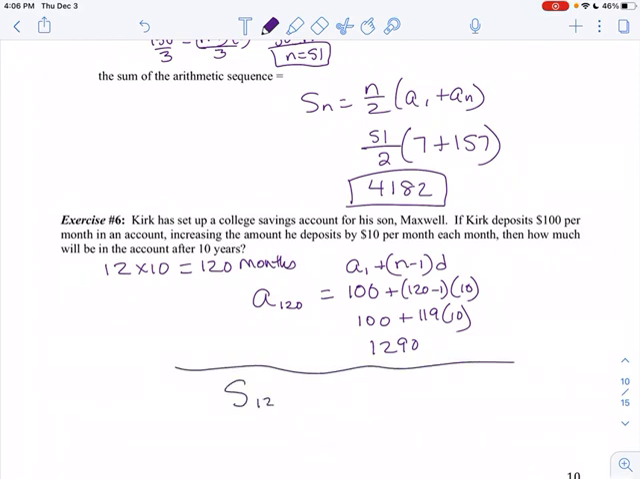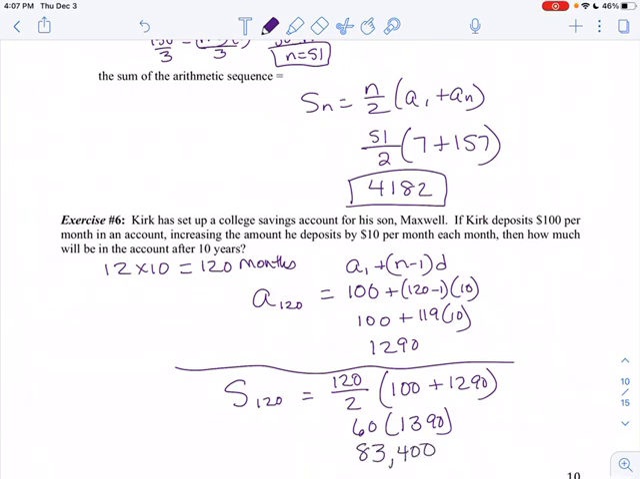What's the sum of all 120 months? It's 120 divided by 2, first amount that I'm depositing and the last amount I'm depositing. So this is just 60 times 1,390, and you can of course put this right into a calculator. And look how much money that is, $83,400. You know you're only starting off with $100 each month, but each month you're increasing it by $10. So look, that last month you're actually putting in $1,290. All right, so that is arithmetic series. We'll practice that tomorrow.